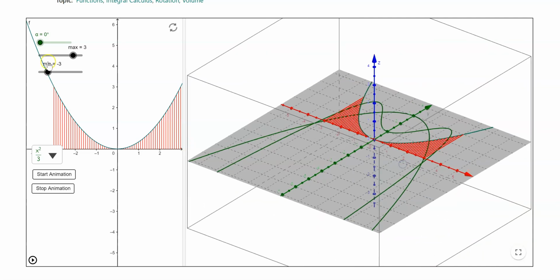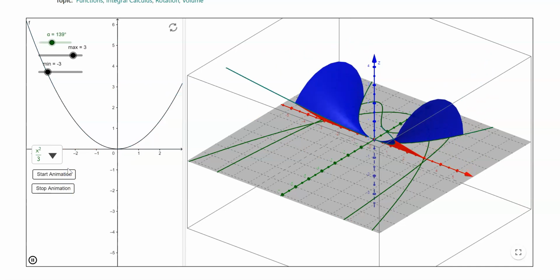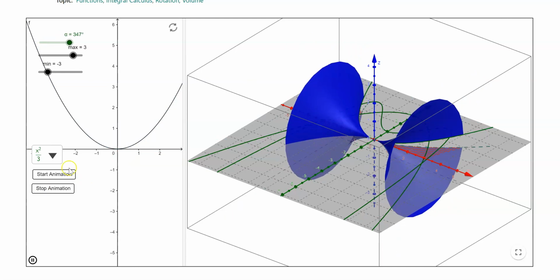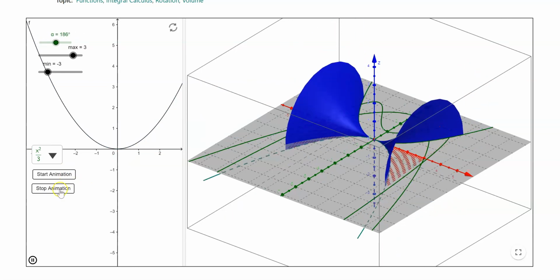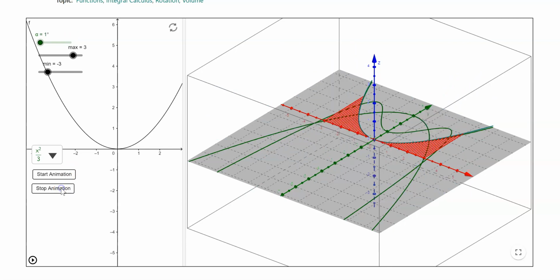And if we maybe make it look like this, and we start our animation, we can see what happens when we rotate that shaded region around the x-axis. The red axis is the x-axis. So if we spin that around, look at what happens. We get this really interesting looking shape. Let's say we maybe stop it right about there.